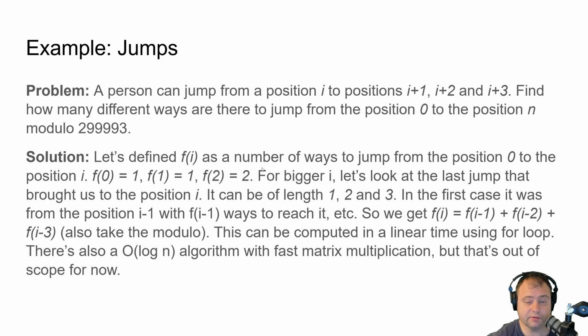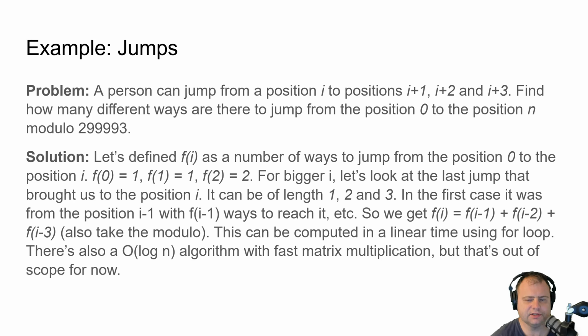Let's take a look at jumps. A person can jump from a position i to positions i+1, i+2, and i+3. Find how many different ways there are to jump from the position 0 to the position n, modulo some number. Let's define f_i as the number of ways to jump from position 0 to the position i. Then f_0 is 1, f_1 is 1 because we just do one jump, and f_2 is 2 because we can do one medium jump or 2 small jumps.